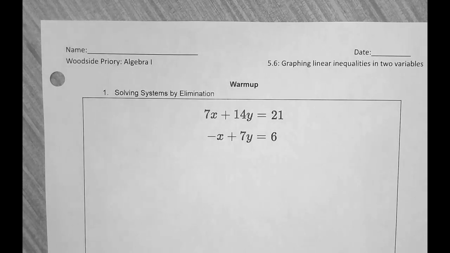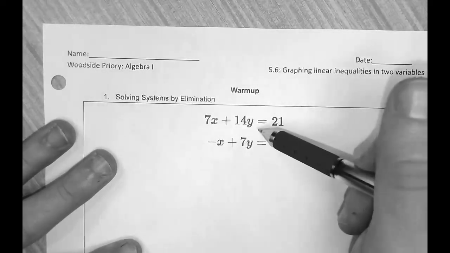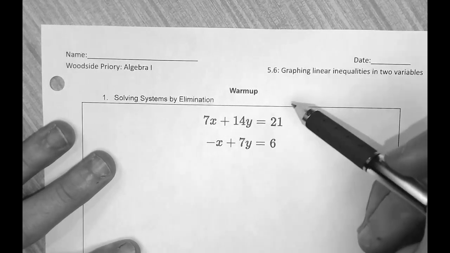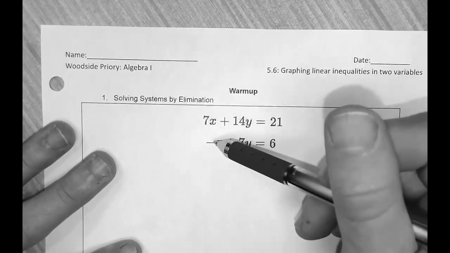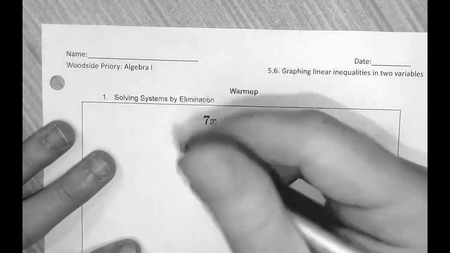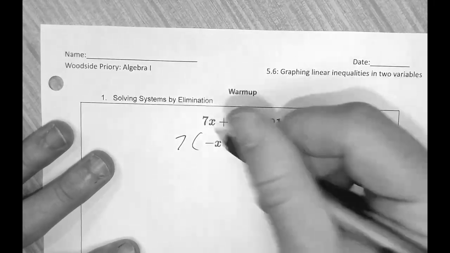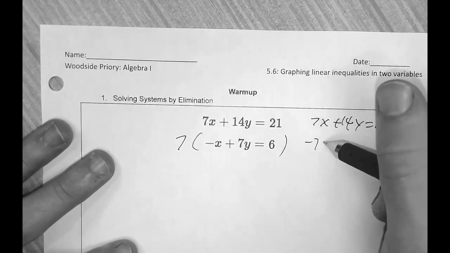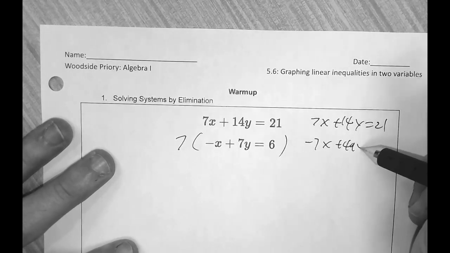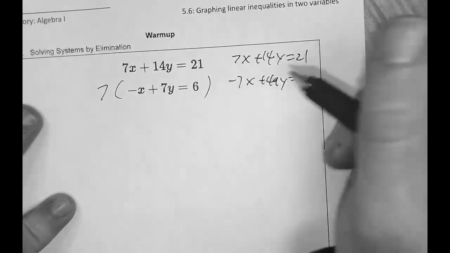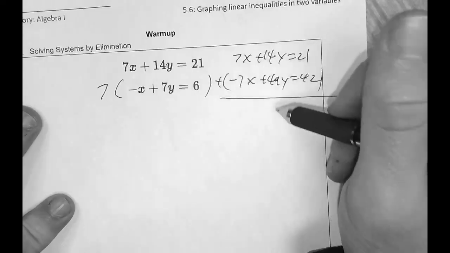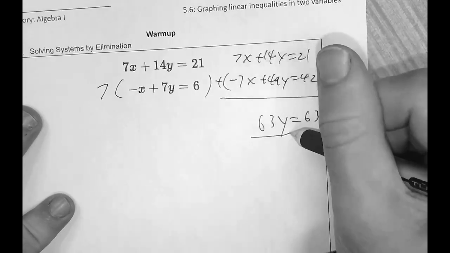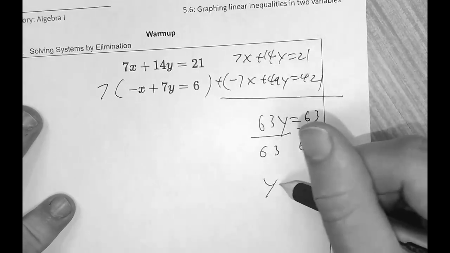So we're solving by elimination, not by substitution, so that means we need to choose one of these variables and make it the same but opposite in the two equations. So we can make the y same but opposite or the x same but opposite. I'm going to choose the x here, so I'm going to multiply the whole bottom by 7. That's going to make it the same. So then I'll have 7x plus 14y equals 21 on top, and then negative 7x plus 49y equals 42 on bottom. Now when I add them together, we're going to get 63y equals 63. Then I divide both sides by 63, so y equals 1.